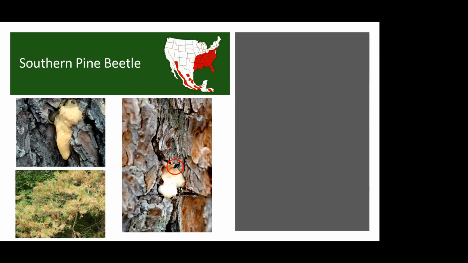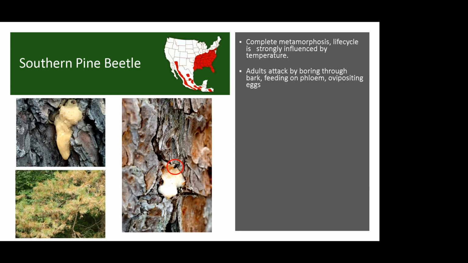And I want to talk to you a little bit about what the signs and symptoms are, because we can give you 2 years of control against this pest. The insect goes through a complete metamorphosis. So that means it starts as an egg, goes to a larva, then it pupates and becomes an adult. That's strongly influenced by temperature. So as it gets warmer, the speed of the life cycle increases.